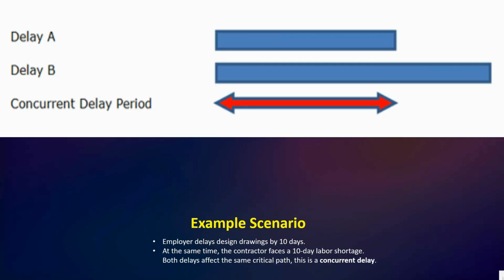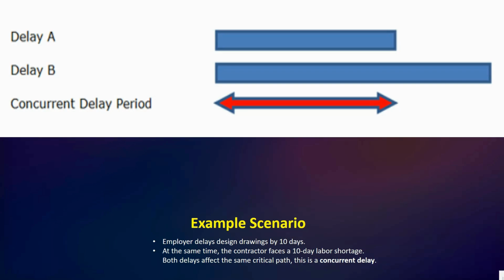Here we have an example scenario. The employer delays design drawings by 10 days. At the same time, the contractor faces a 10-day labor shortage. Both delays affect the same critical path. This is concurrent delay.